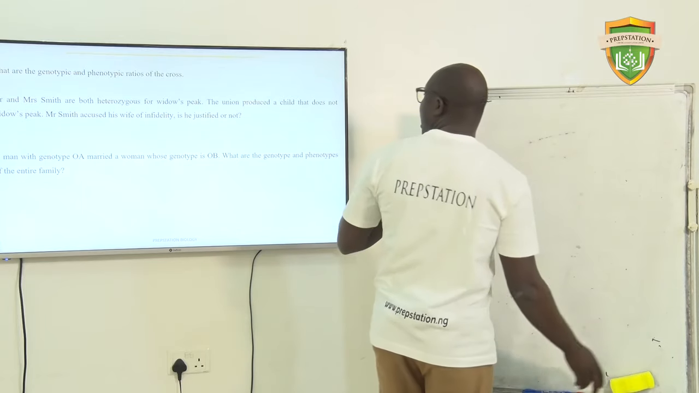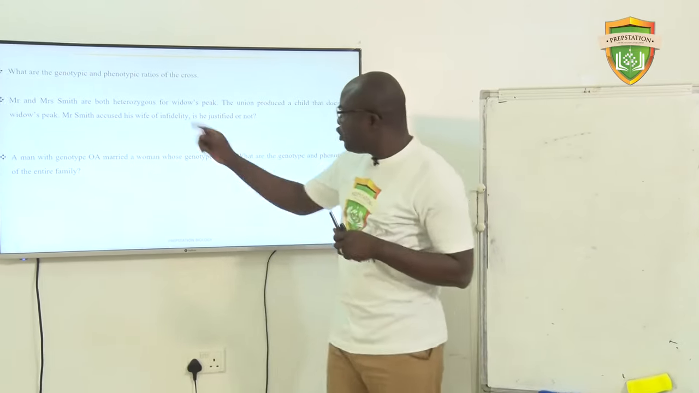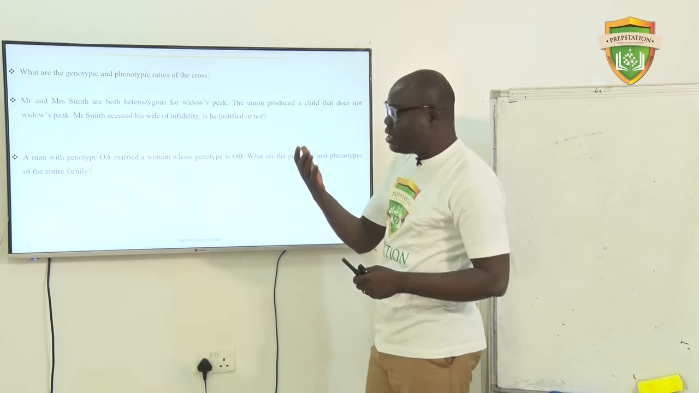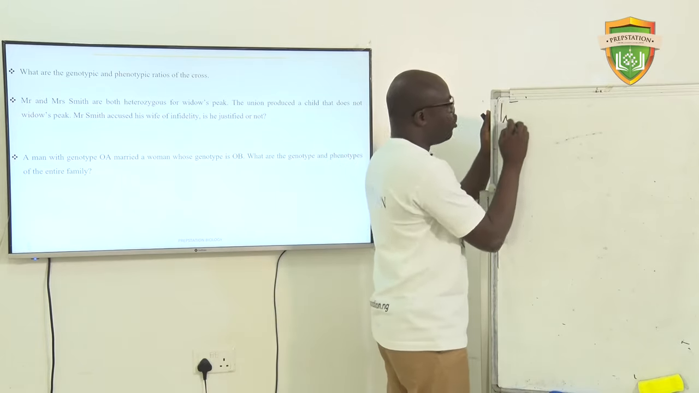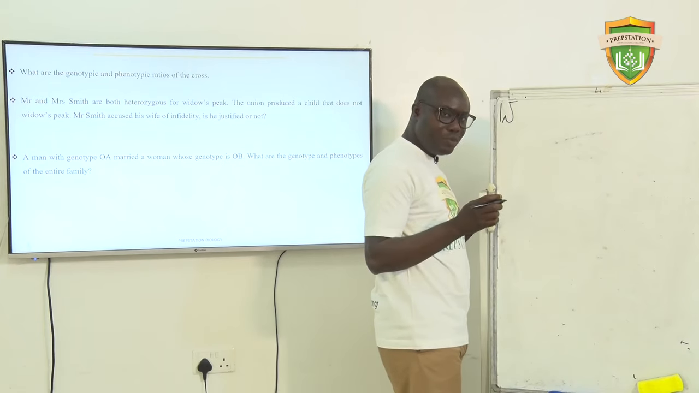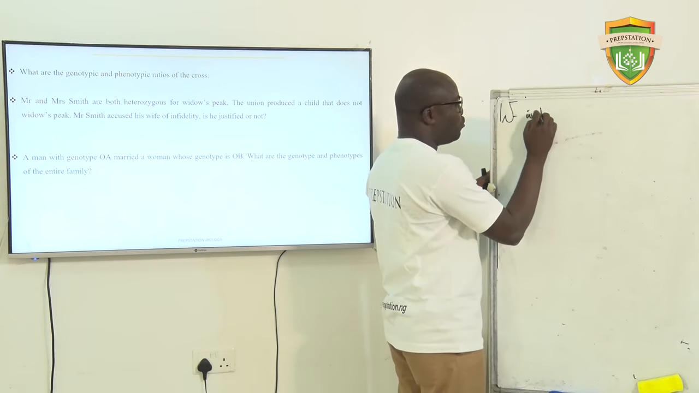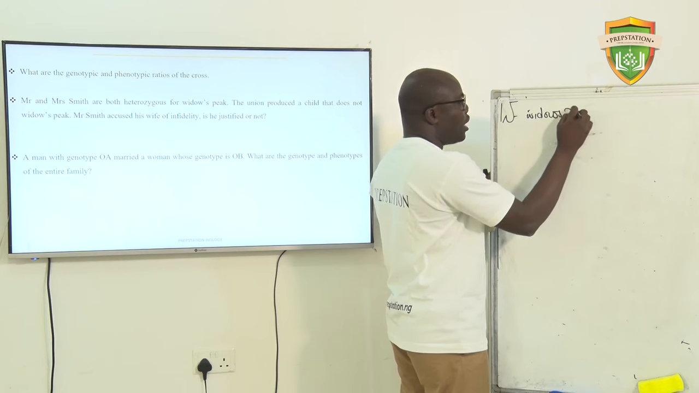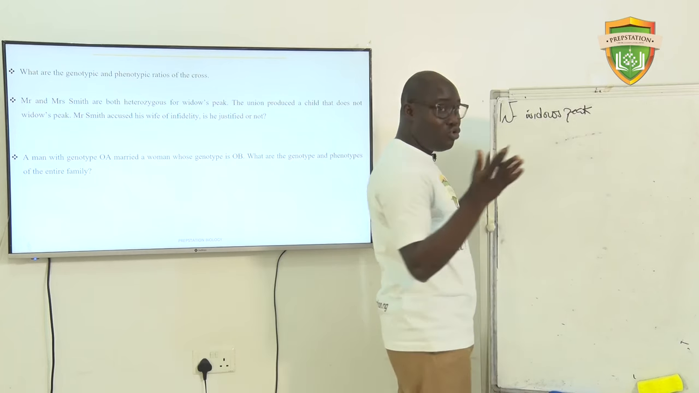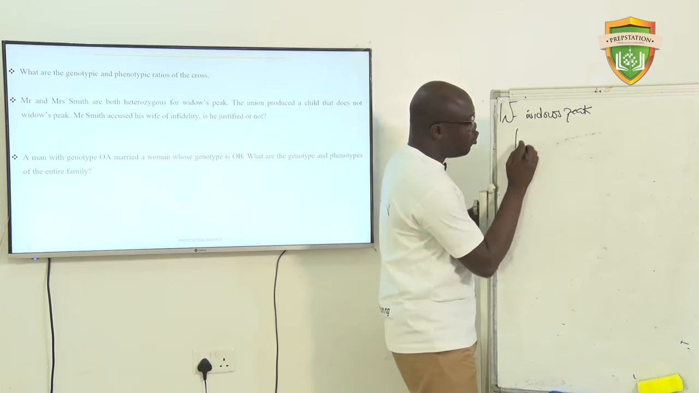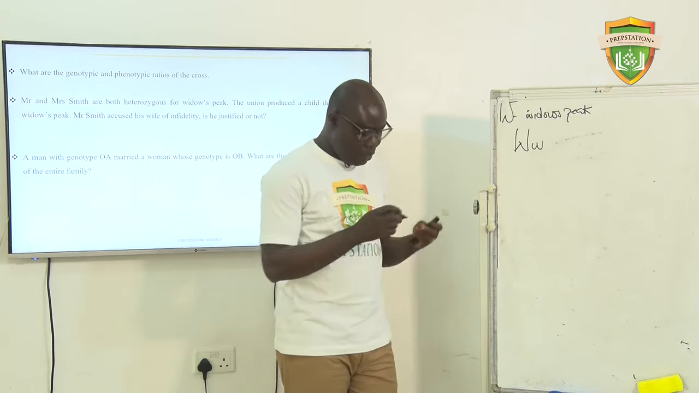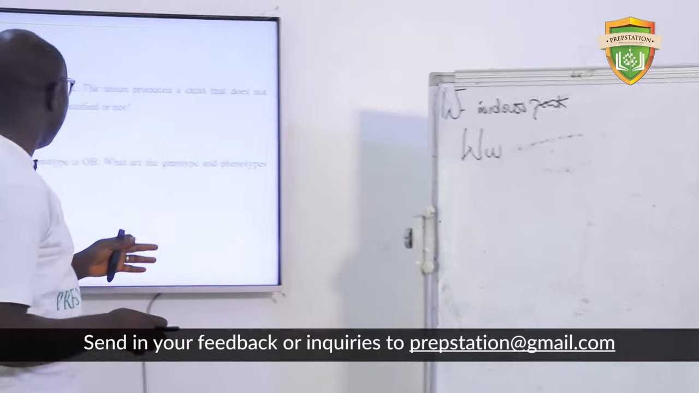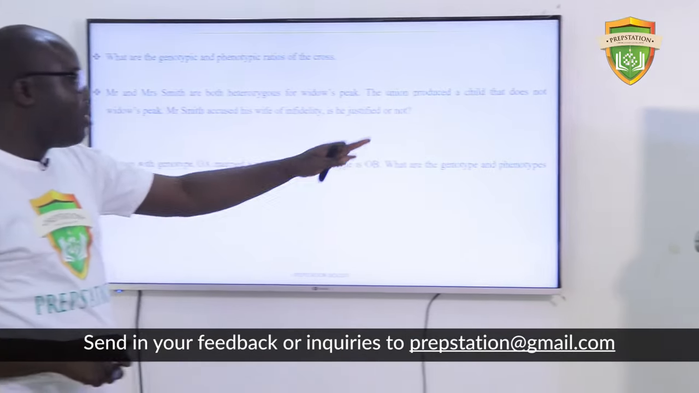Mr. and Mrs. Smith are both heterozygous for widow's peak. For them to be heterozygous for widow's peak, let's do it like this. Let's say W is for widow's peak, right? So if this is for widow's peak, and the two parents are both heterozygous, that means they will both be like this. I don't know if you guys are still with me. So the two of them will be like this. They are both heterozygous for widow's peak.